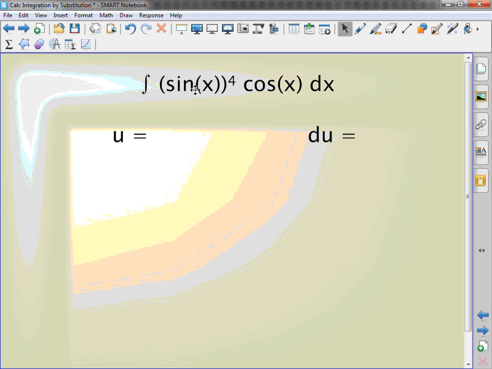That 4 that was here can actually go to the outside. So what's really in parentheses there? Sine of x should be u. This right here should be u. What's the derivative of sine? Cosine. So I have the cosine of x dx.